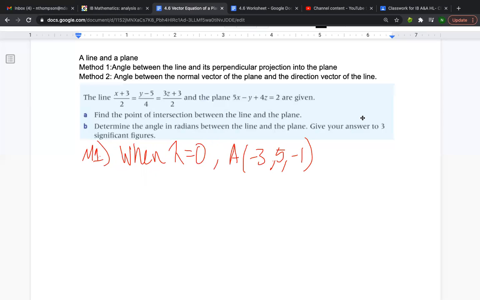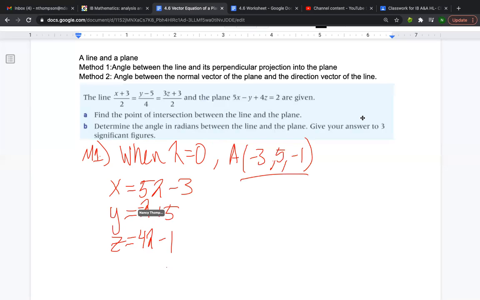And that would be 5 lambda minus 3, negative lambda plus 5, 4 lambda minus 1. Sorry, I got the last 3 numbers without the lambda from here. And then the other ones are right here, 5, -1, and 4. That's the perpendicular. Sorry.